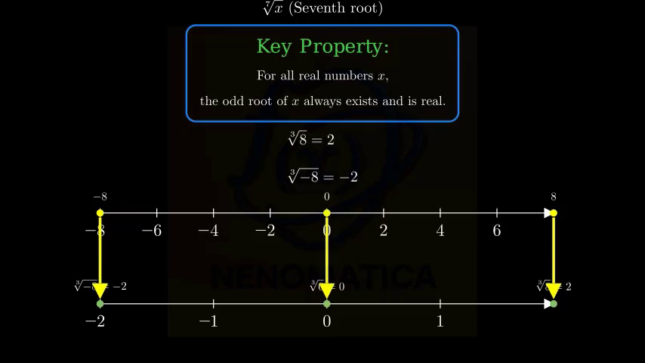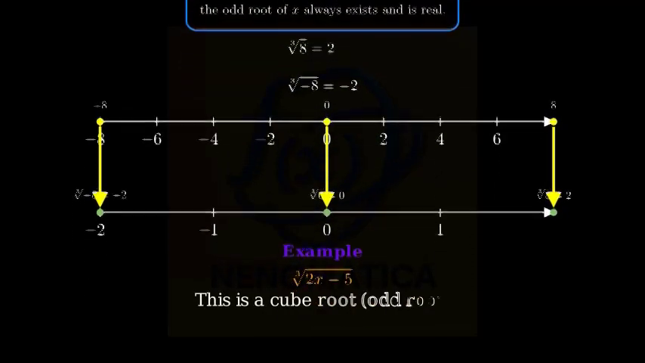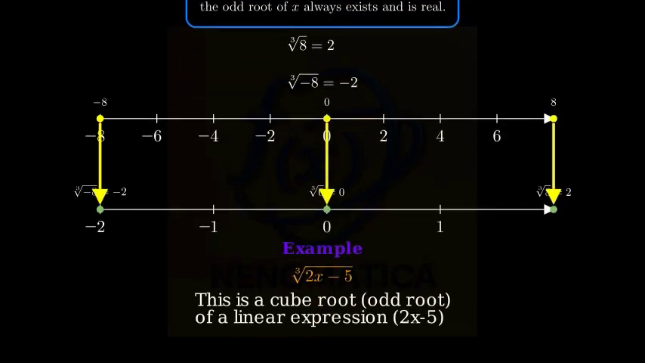And for 0, the cube root is 0. Now, let's focus on case 3 from our example, which deals with expressions that include an odd root of a linear term. A linear term is an expression like 2x minus 5, where x appears with a power of 1.